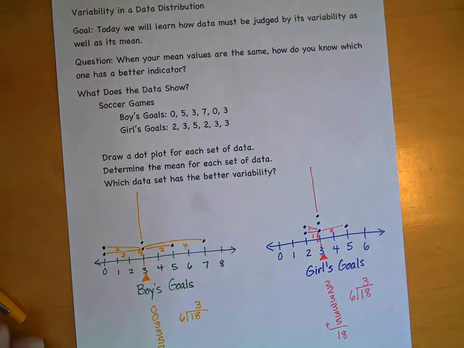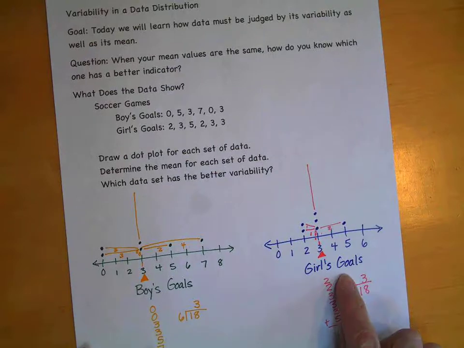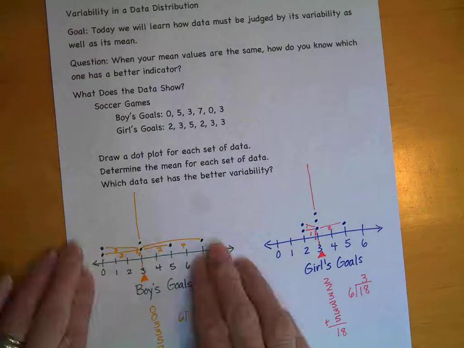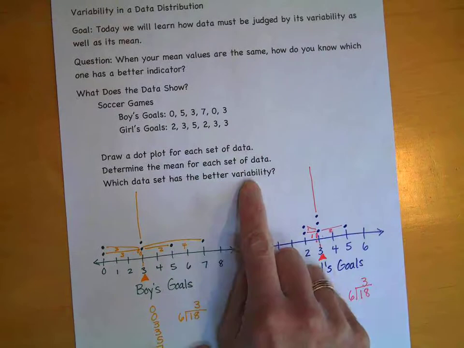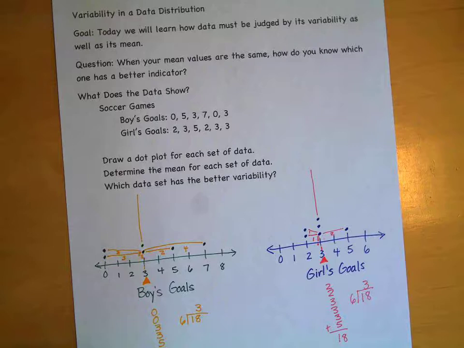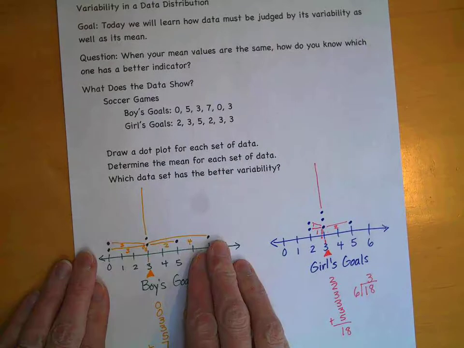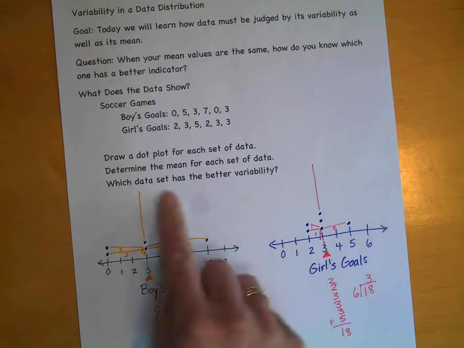So for me, what I would determine as the statistician, or the mathematics person studying statistics, is that you have a higher variability in the boys' goals than in the girls' goals. And the reason why it's a higher variability is the boys' goals are spread out, whereas the girls' goals are all clumped together. Okay, so when you're talking about variability, it is based on what the dots look like in their clumping. These guys are spread out, high variability. These are clumped together, low variability.